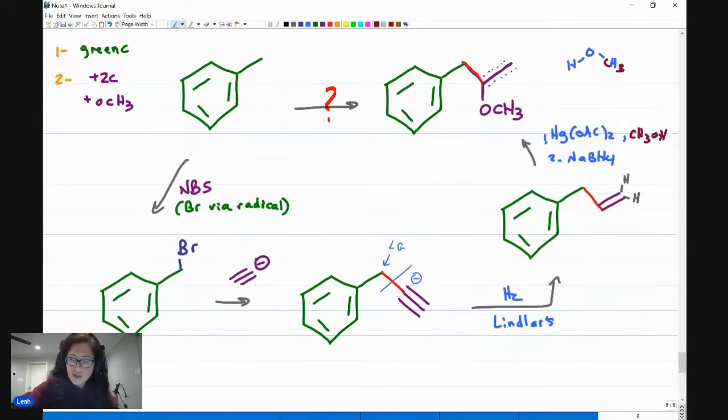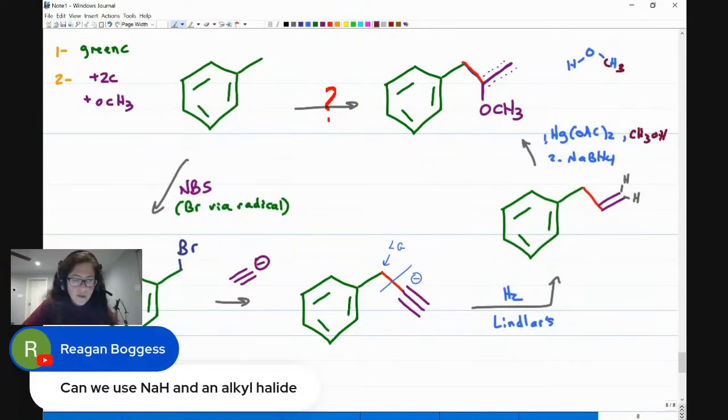All right, questions. Can we use NaH and an alkyl halide? On which step? I'm trying to see, because NaH is good for deprotonating something like an alcohol or an alkyne. Are you talking about this right here or something else? I'm not understanding the question.